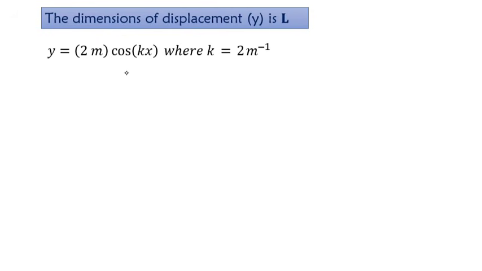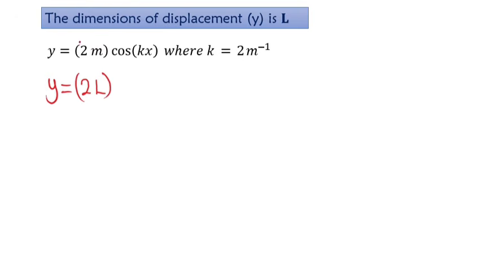Okay, for the second one, we have y = 2m cos(kx), where k is 2 per meter. So x, first of all, represents displacement. Let's replace everything that we have. This m that you see here represents a meter. So we have a unit here, which is a meter, and this meter can be replaced with the dimension L. So I can write this equation as y = 2m, and where there's m, I replace it with the dimension for a meter, which is L.